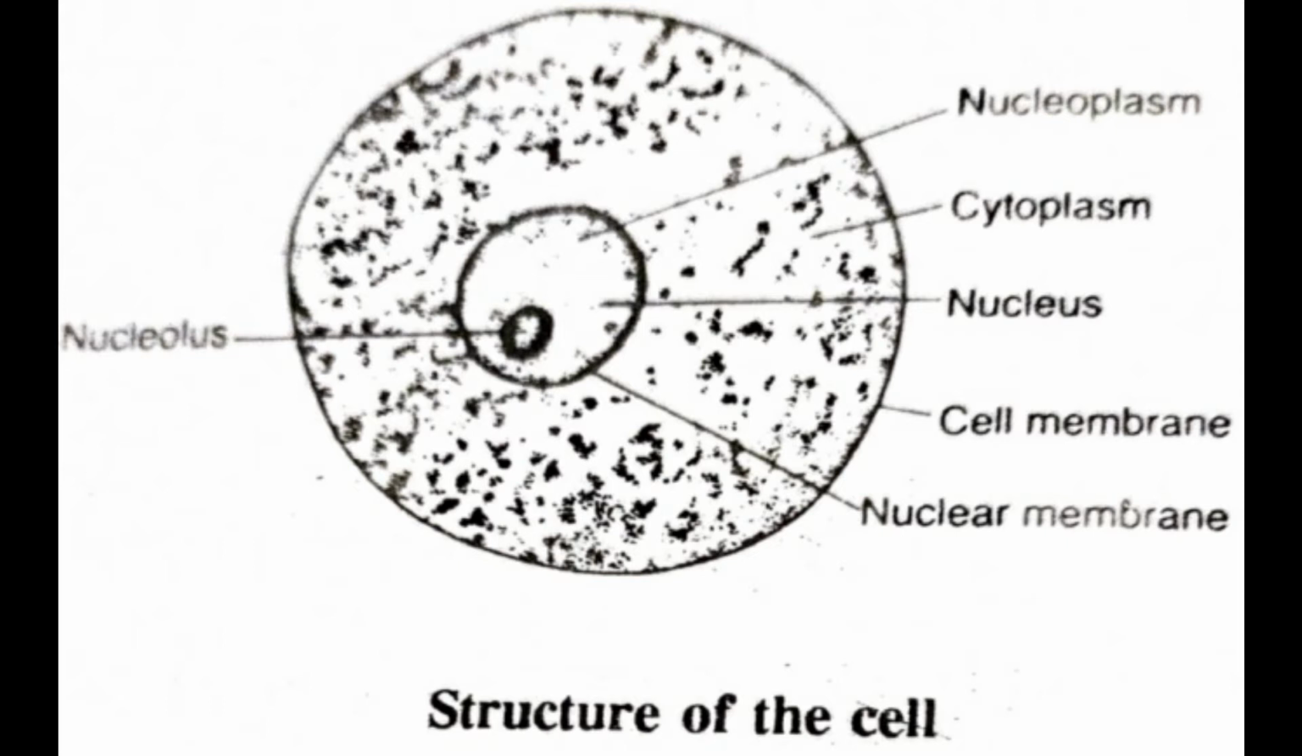Now you can see the structure of the cell in the figure. Each cell consists of a centrally located nucleus, that is the central core, surrounded by the cytoplasm, that is the cell body. The nucleus is separated from the cytoplasm by a nuclear membrane, and the cytoplasm is separated from the surrounding fluids by a cell membrane.